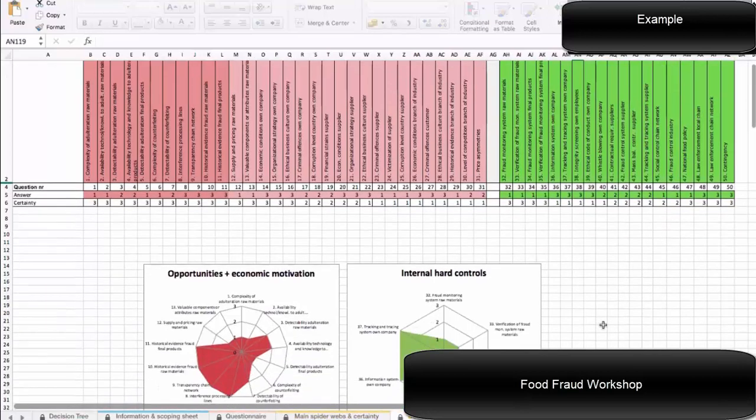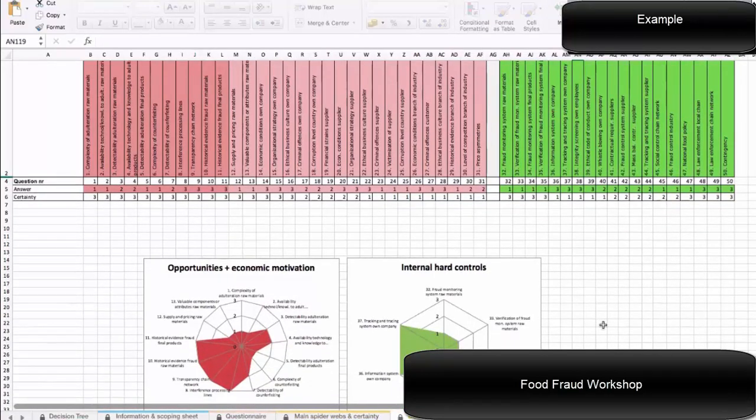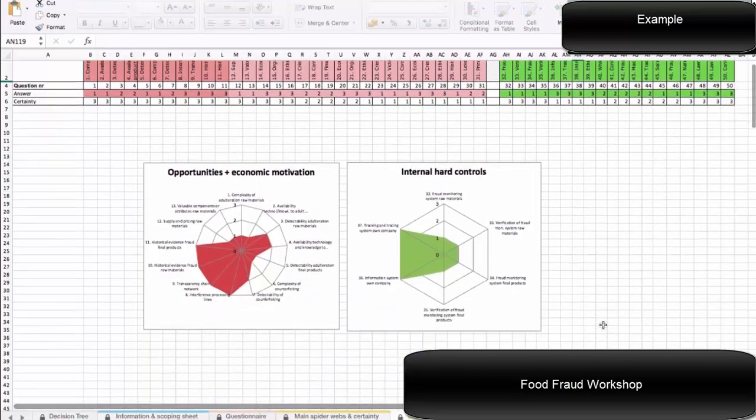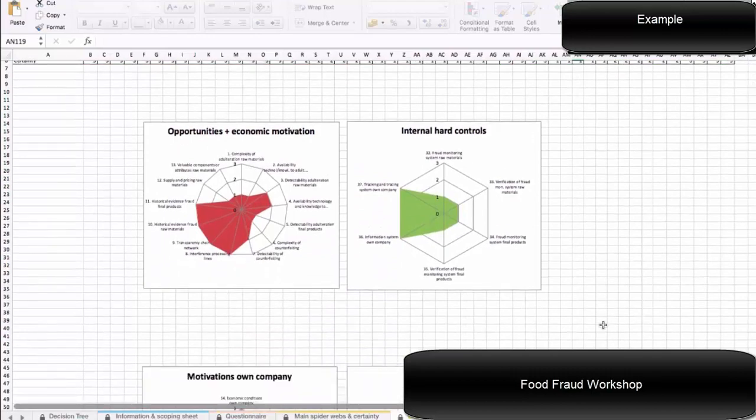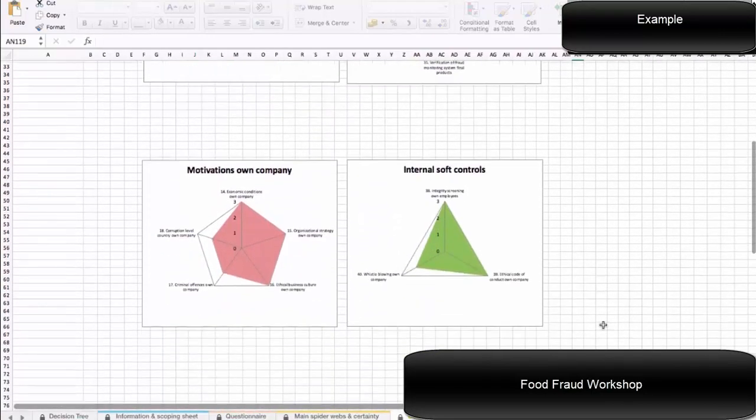And what that does is it helps overlay those areas of where there may be risk in terms of opportunities and motivations with controls that you have in place. Because you may have areas where there are opportunities and motivations for people to commit fraud, but you may also already have hard controls in place. So this detailed spiderweb sheet helps you overlay some of those controls against motivations.